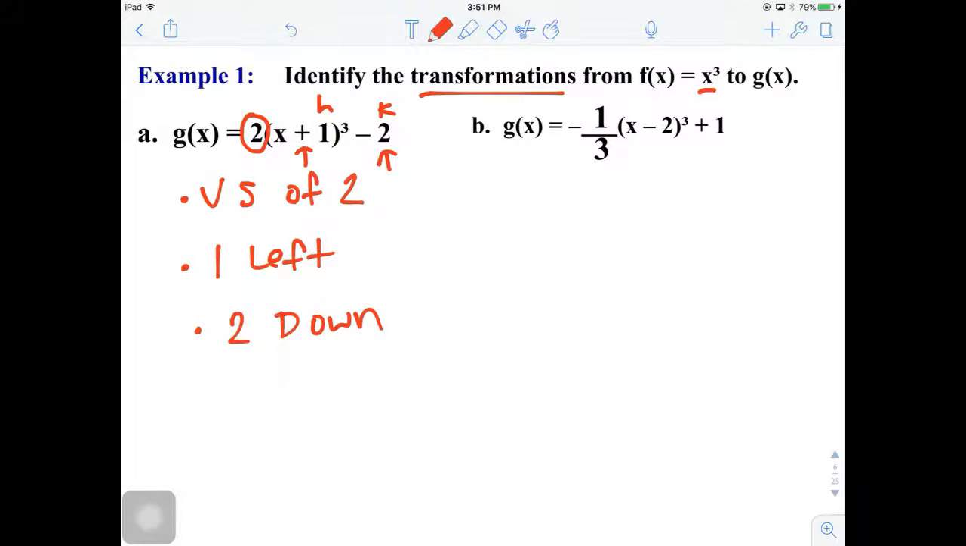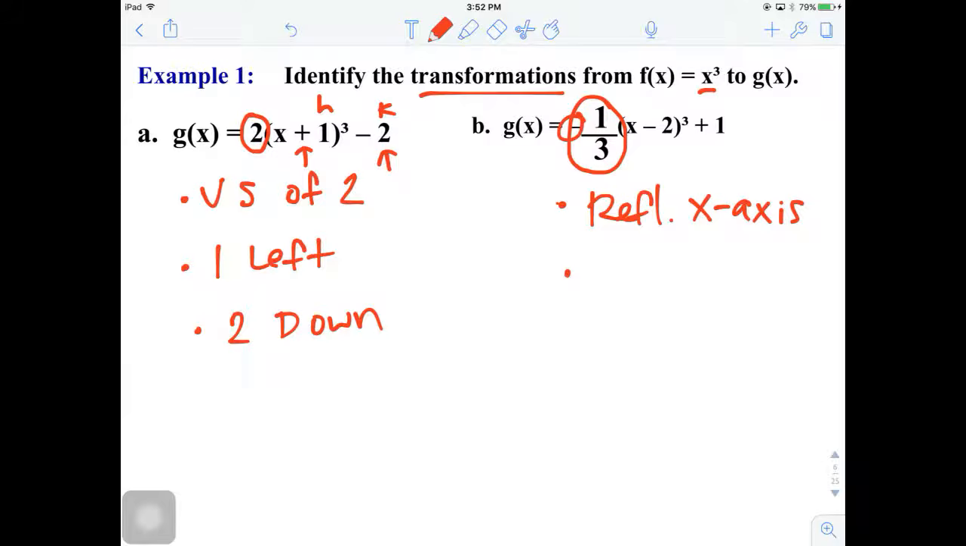There are 3 things that are going to change the outlook of this graph. Next, we're going to look at g of x in the next question. Notice that we have a negative sign, a negative 1/3. So there are 2 things here. First, a negative outside indicates a reflection across the x-axis.